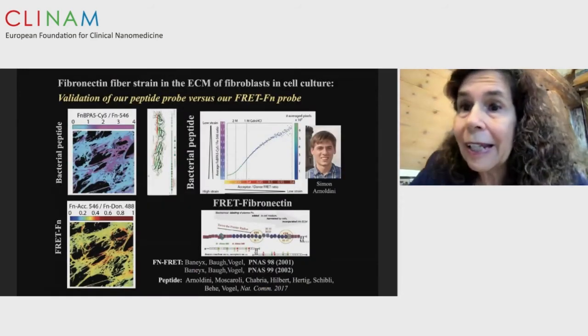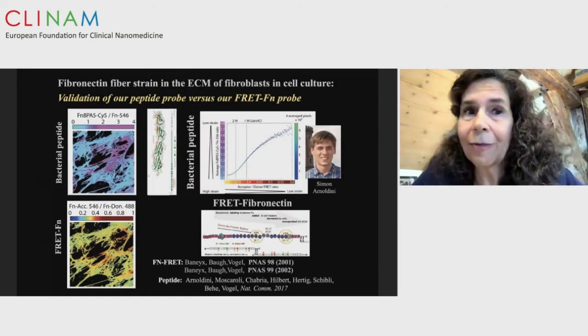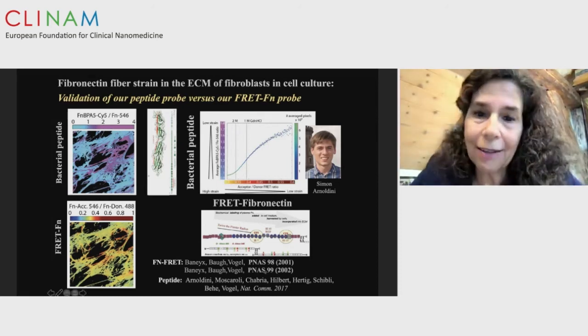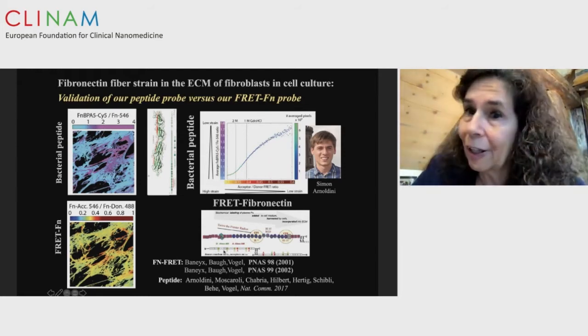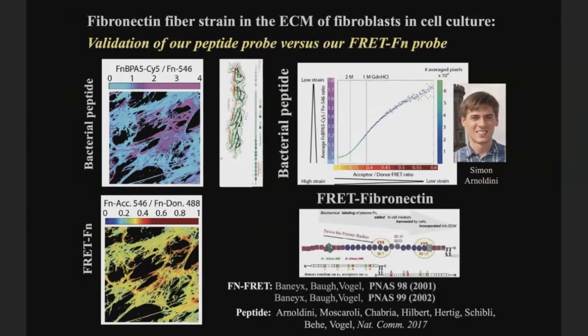So in order to validate that this peptide really works well in cell culture, we use 2 probes. In the past, and I reported about that before at the beginning of CLEANUP, we developed a FRET probe where we label fibronectin with donors and acceptors, and as fibronectin gets stretched, the FRET ratio is decreasing. The efficiency of energy transfer is decreasing. So we have 2 probes now that should both be sensitive to the tensional state of fibronectin, the one measuring the entire range of changes.